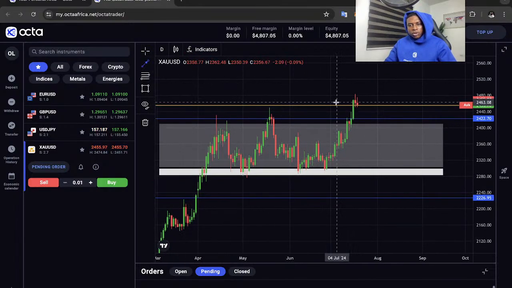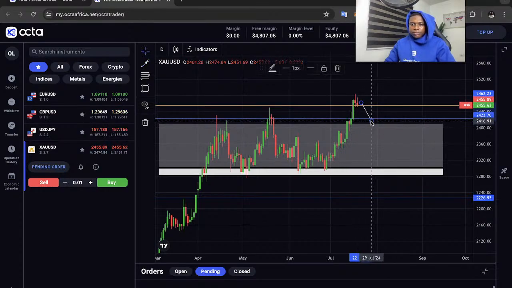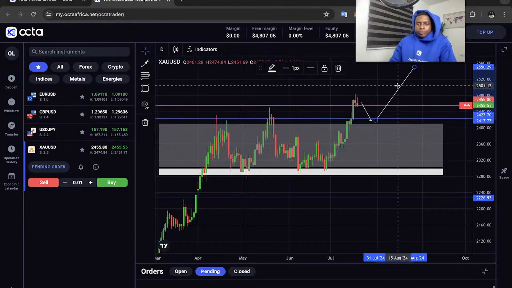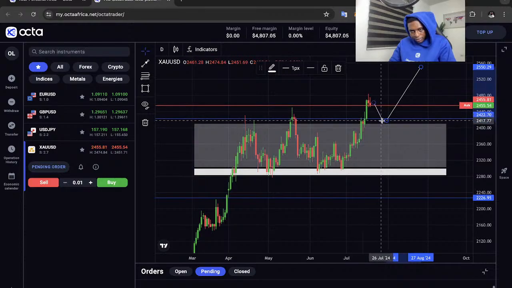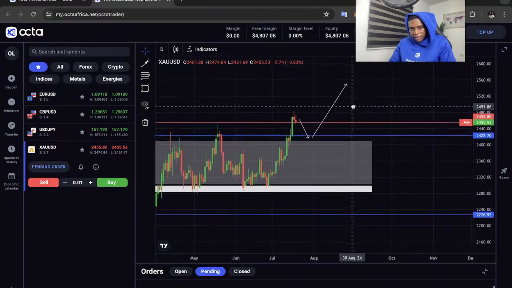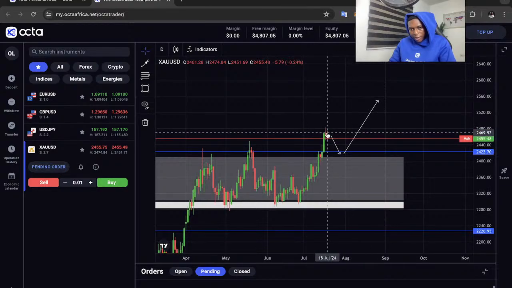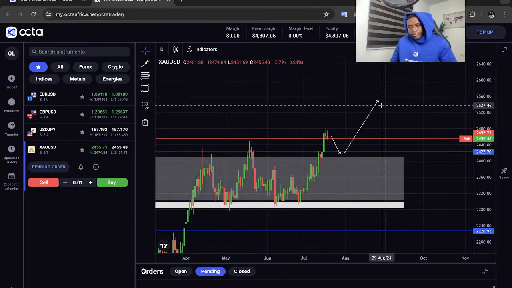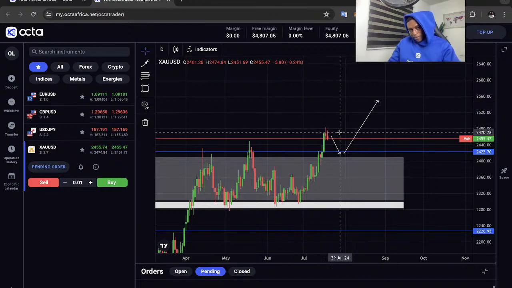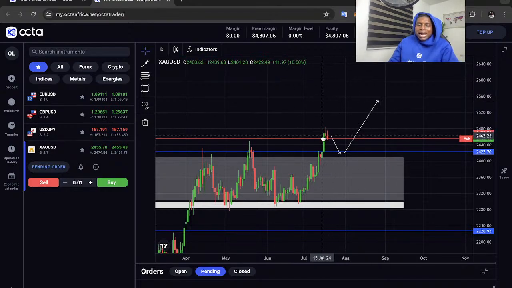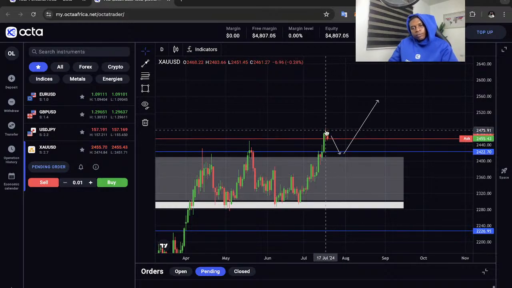This is what we expect to see on gold: a pullback, and a push back up. A pullback, and a push back up. That's what we're going to see on gold. Okay? So, this is interesting, right? So, what do you want to look at doing from this level here?